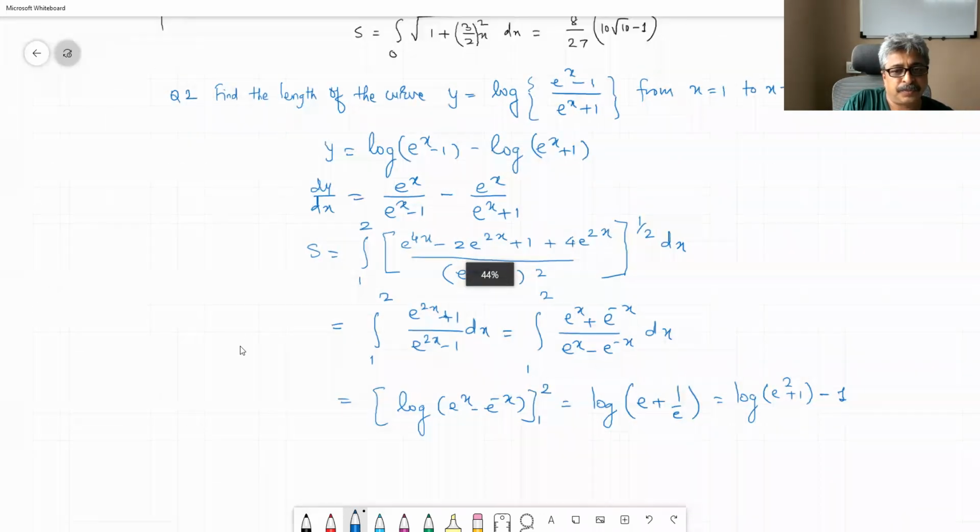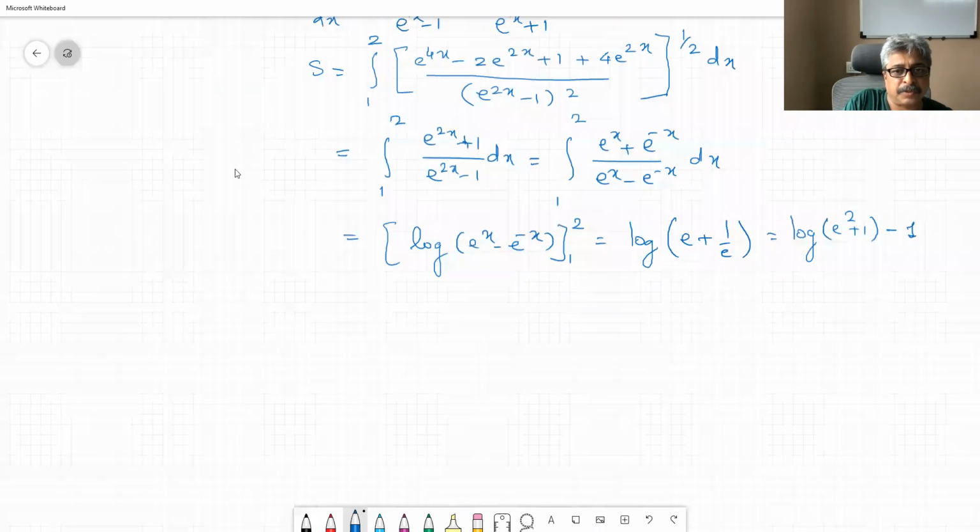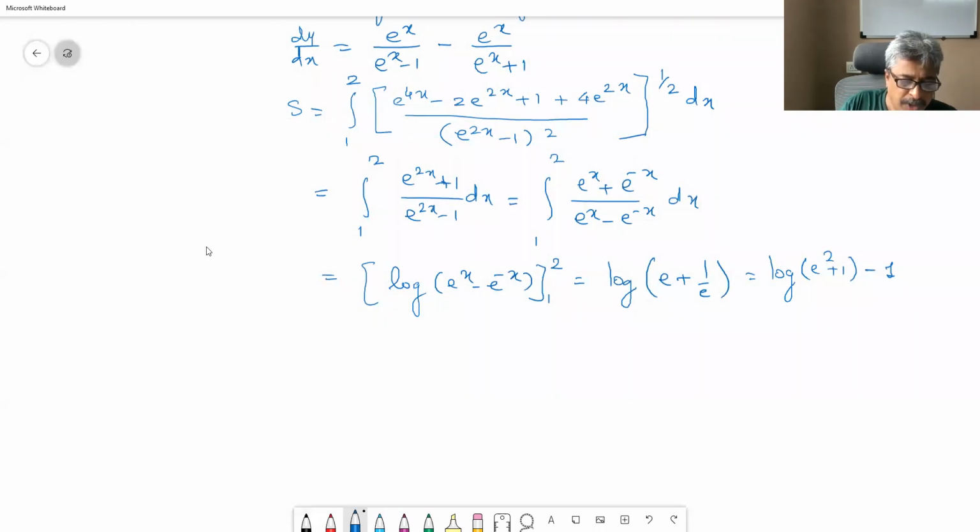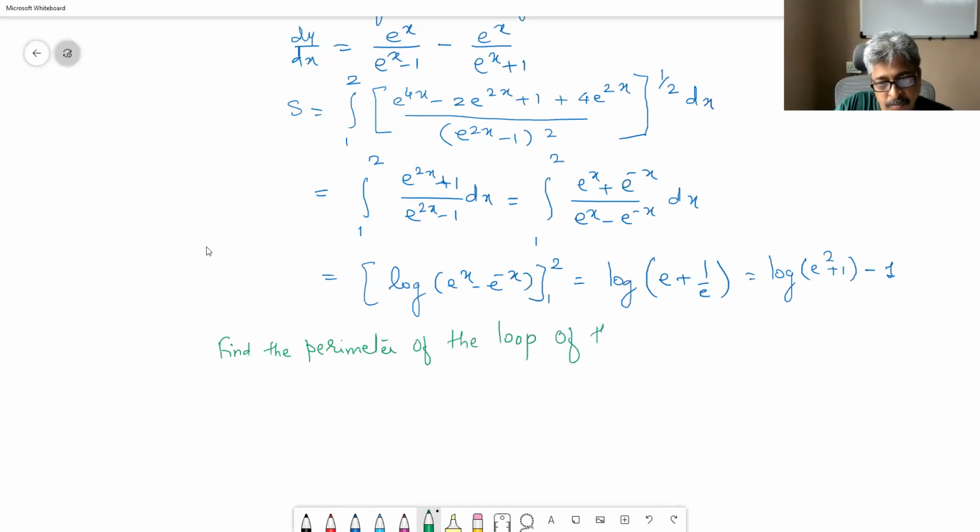Okay, next. Find the perimeter of the loop of the curve 9a y square is equal to x (x minus 2a) (x minus 5a) whole square.